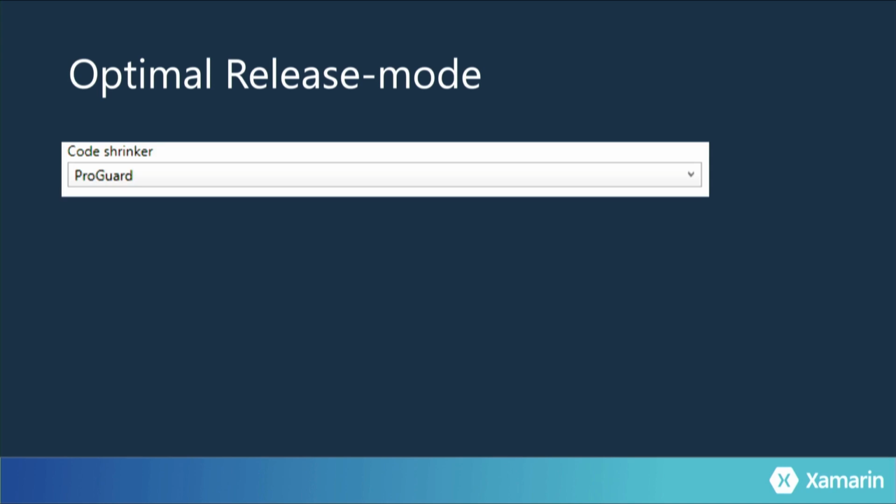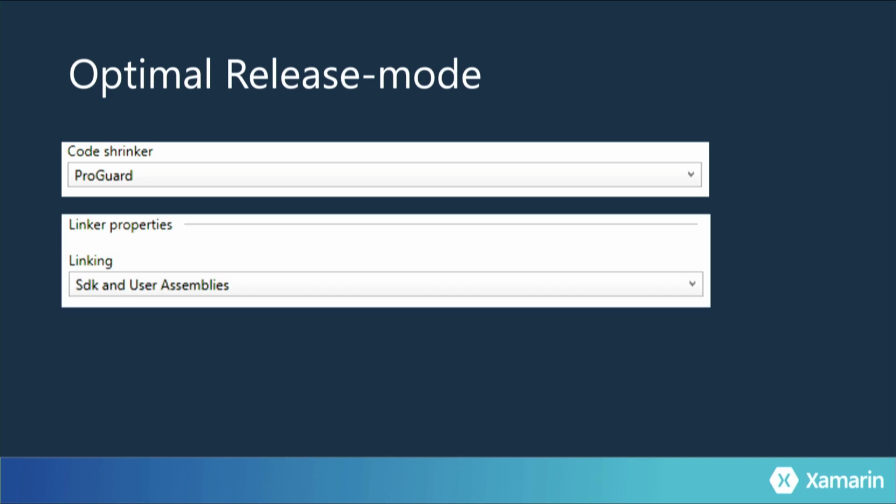The code shrinker, this used to be a checkbox that just said enable ProGuard. Well, we have a new code shrinker, and so this is now a drop-down you can pick between them. And what this does is the same as the linker, but for your DEX files. So your Java code, so you probably are using the support libraries in your app. Right now, if you don't have this on, all that Java code is just in your app unused. So that's what that does.